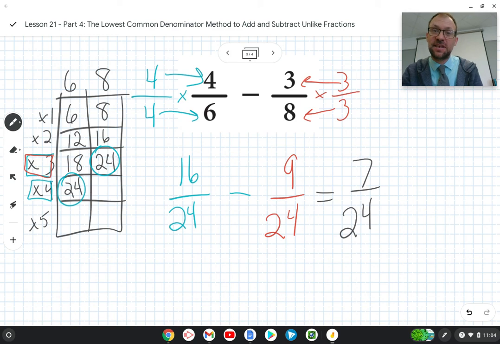Let's check to see if it's in simplest form. Yup, it is, because 7 is not a factor of 24. And they don't share any common factors because 7's prime. So we're done. That's how we add or subtract unlike fractions using the lowest or least common multiple method.